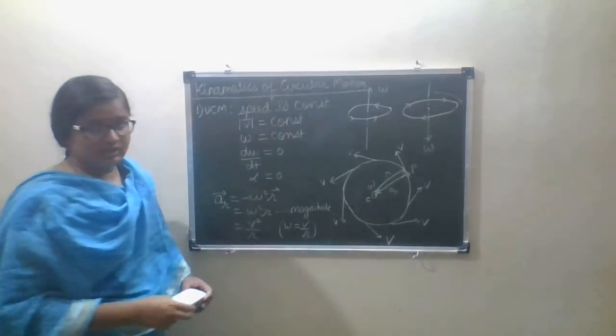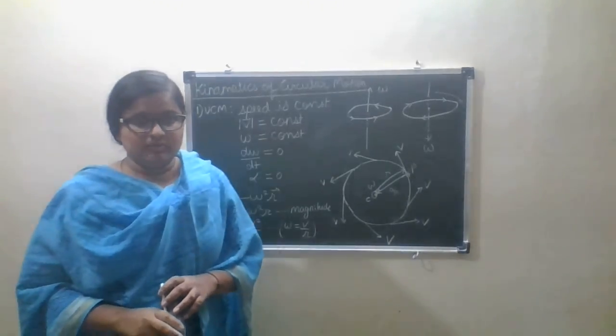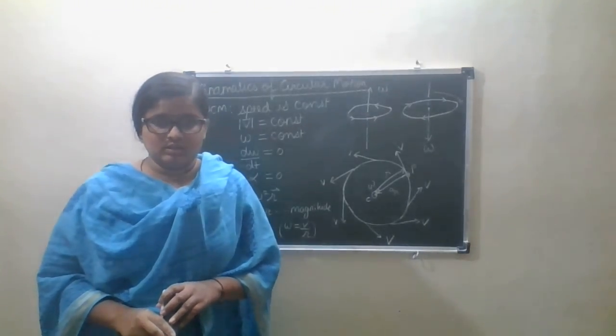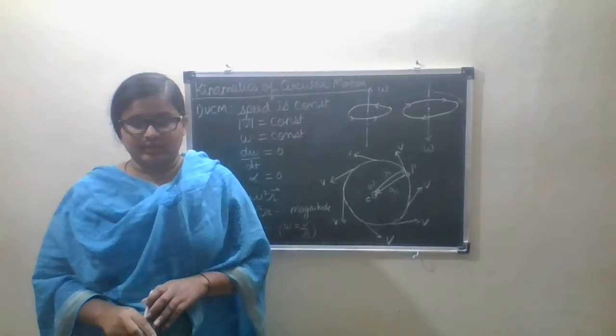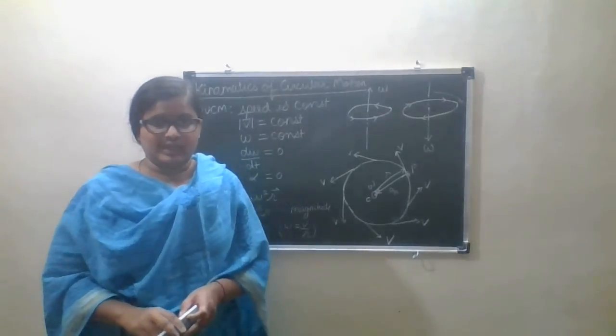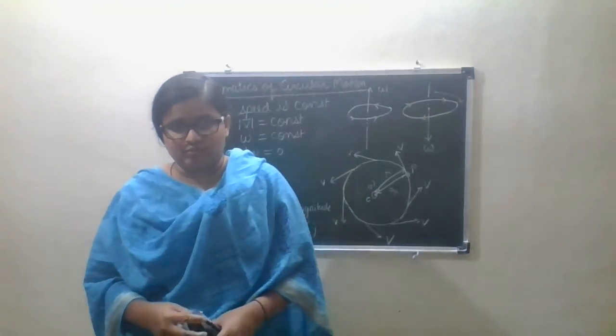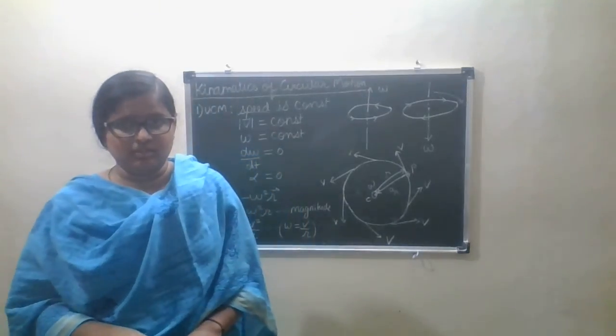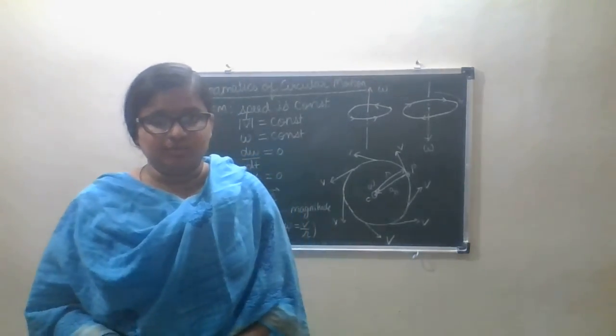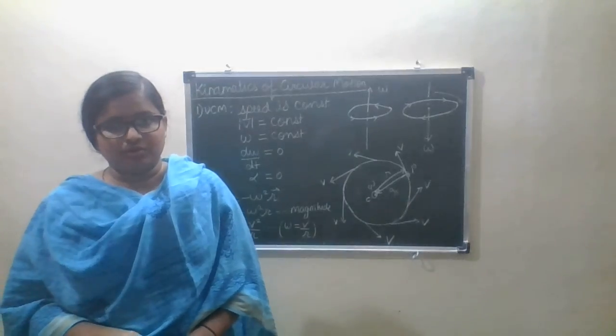Now further we will see the relation between the angular velocity and linear velocity, and angular acceleration also. All relations we will see now, and after that we will see what is non-uniform circular motion.